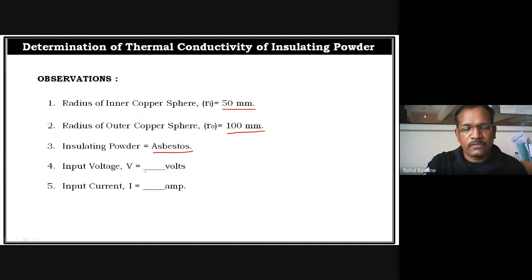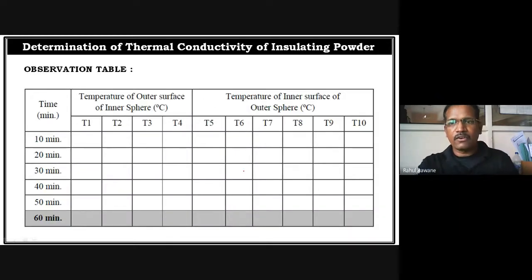Now, whatever input voltage we are going to set, we have to note down here, and the corresponding current we have to note down here. We can vary our voltage, and accordingly the current will be displayed on the ammeter. Now this is our observations table.